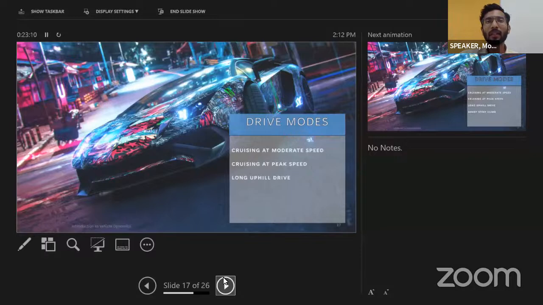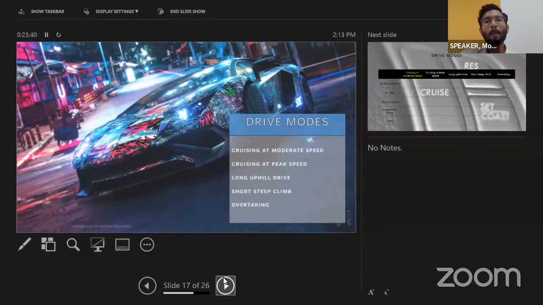Normal sedan cars not only have to move on a level road, but also in hilly regions. In the hilly regions, as I have mentioned, it has to cover a slope of 5 degrees as well as 12.7 degrees based upon the slope angle. So 12.7 degrees will be the short steep climb, and 5 degrees is the long hill drive. These driving modes will be discussed in the further slides.